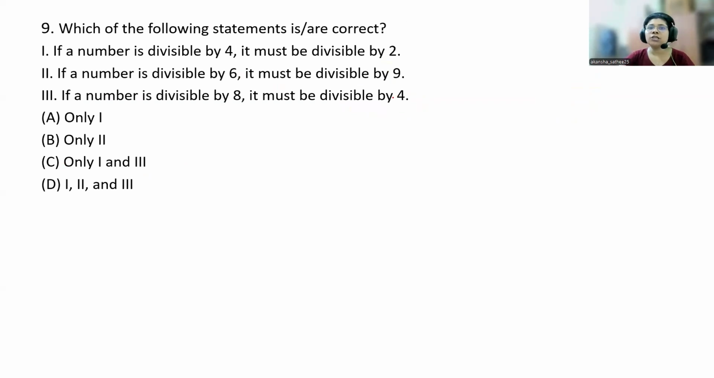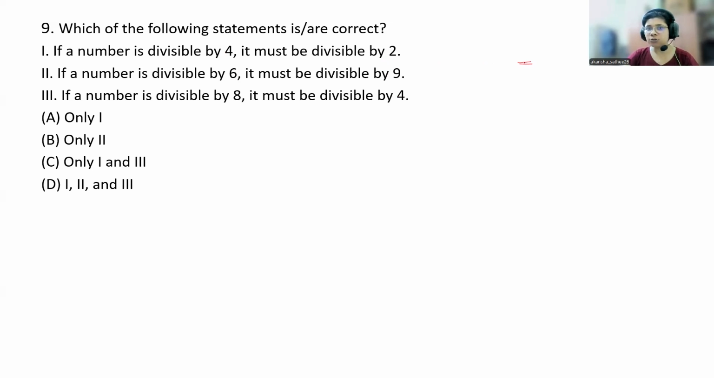Now, which of the following statements are correct? If a number is divisible by 4, it must be divisible by 2. What is the rule? A number is divisible by 2 if the last digit is an even number. Yes. So if a number is divisible by 4, that means the last 2 digits are divisible by 4.